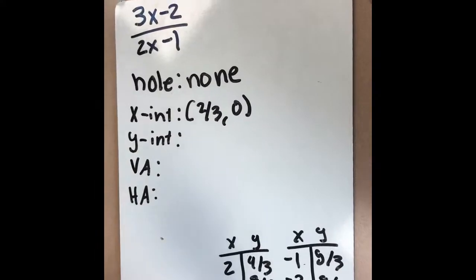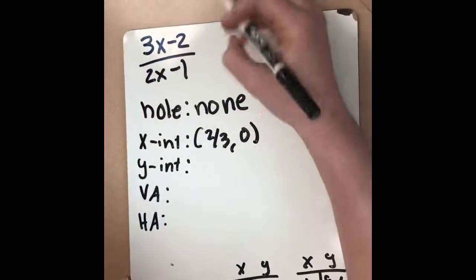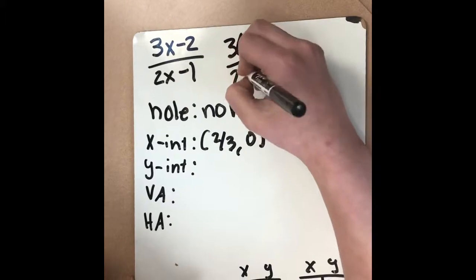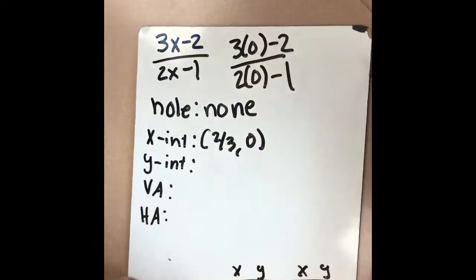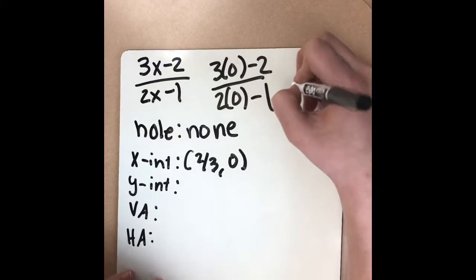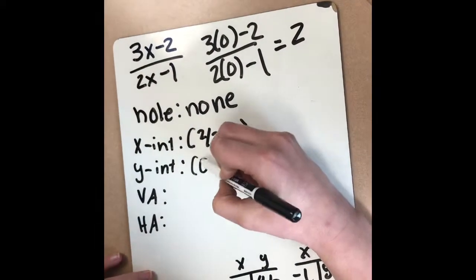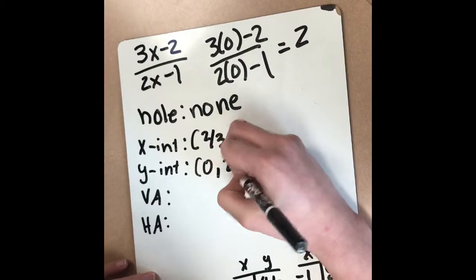Next, we need to find the y-intercept. To find that, we set all x's in the equation equal to 0. So this gets us 2. So we're also going to write this as a coordinate. We're going to put 0 in the x spot, and then 2.